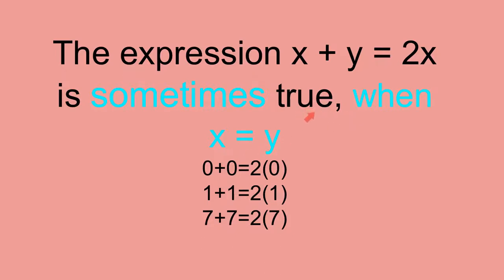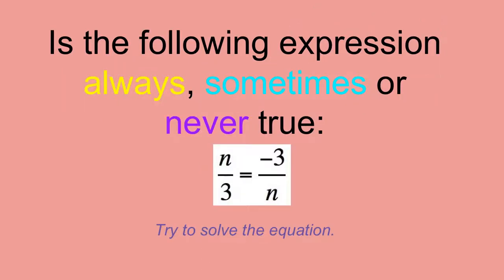It's definitely not always, because as soon as you put in different numbers up here, so if I put in a 3 here and a 4 here, that makes 7. Well, 2 times 3 is 6, because that's the x value. Those are not equal, so that does not work.